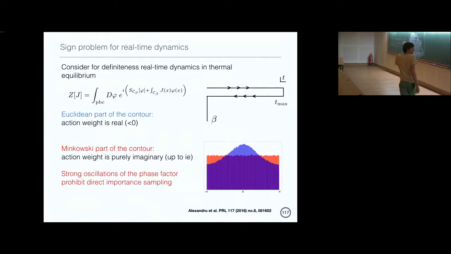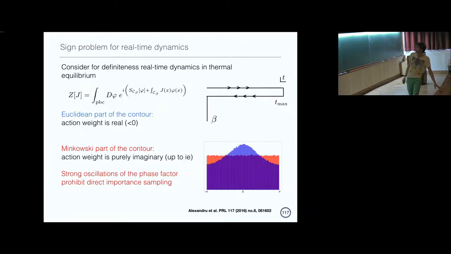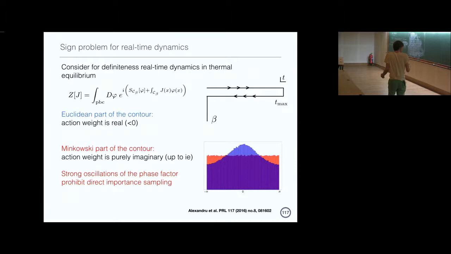Now, the point is, as soon as you start to include this real-time part of the contour, the action weight on this part is actually purely imaginary, up to potentially an i epsilon that you introduce to render the integrals convergent. And so if you look at the phase that this integrand has, if you set it up on such a contour, then that's given here by this red curve. So the phase is anywhere between minus pi and pi, with equal probability, actually. And so to compute anything from that is completely hopeless. It's just not possible, okay? So now, how can you get around this and get to something which looks better, like this blue curve?